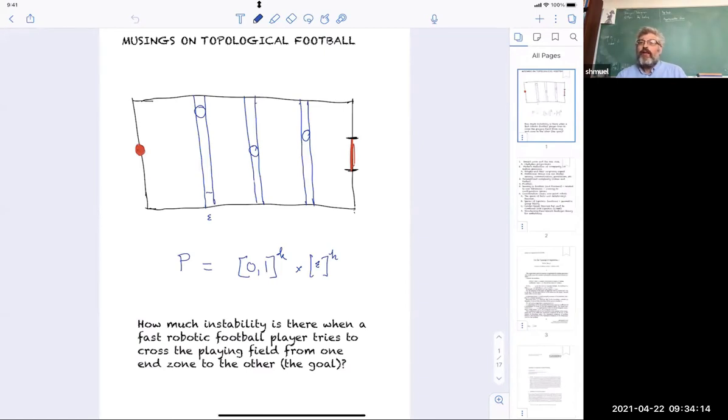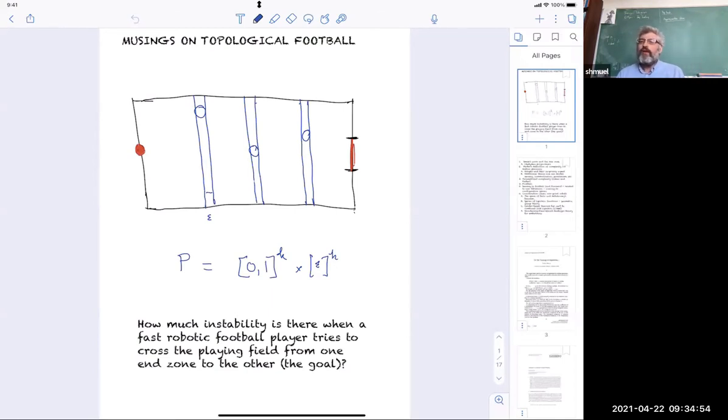Now the job in this really, really idealized form of football is to get a red dot from one side of the field to the other. On the other side is the goal or a field goal, or it could be the whole interval if you're trying to get a touchdown. Like in usual topological complexity, this measures something, and what we're measuring is the amount of instability, based on the initial configurations of the football players. Just how complex is the planning problem?